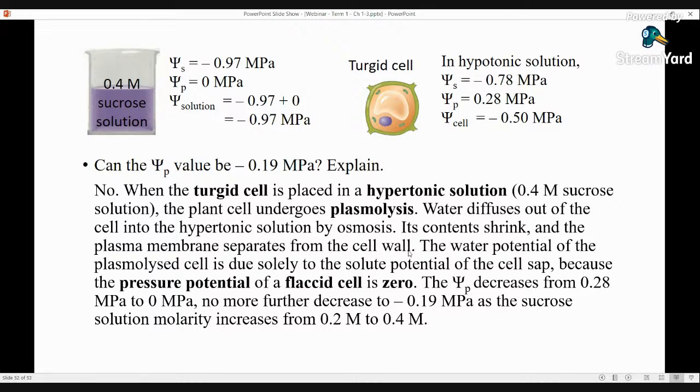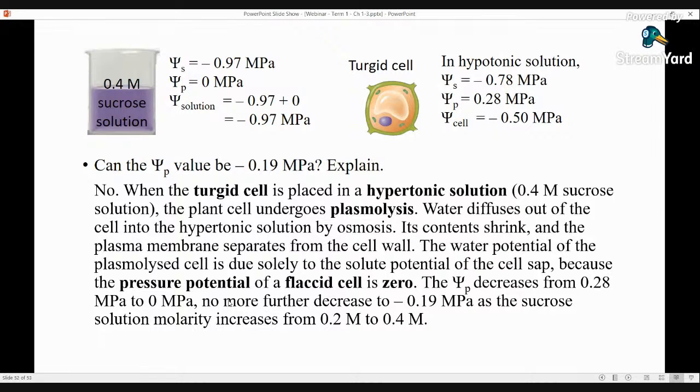When they start to separate, the plasma membrane starts to pull away from the cell wall, and actually the pressure potential has already reached zero. Once the pressure potential reaches zero, it cannot decrease anymore. Even though in calculation we can get negative 0.19, in reality, once it reaches zero, we cannot get any figure anymore.